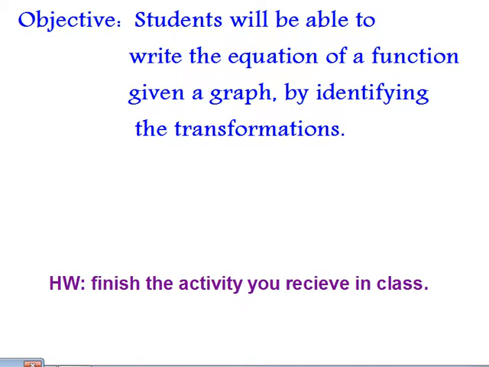Today our objective is going to be that students will be able to write the equation of a function given a graph by identifying the transformation. So we've been talking about the transformations, and now we're going to look at, well, what if I was given a graph and I had to write the equation? Your homework is to finish the activity that you receive in class.